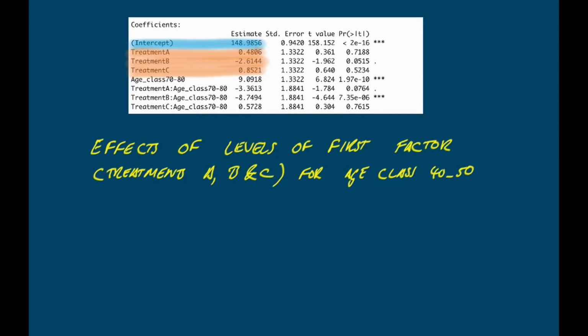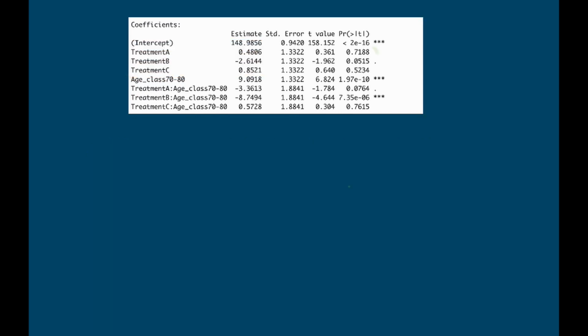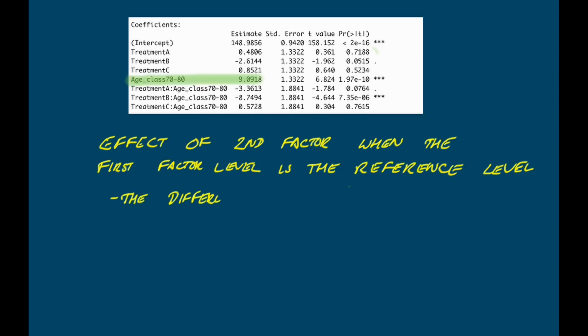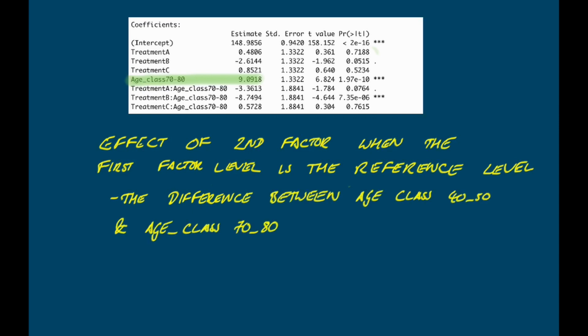So this is giving us the contrasts between treatments A, B and C and our control treatment for age class 40 to 50. The next line, age class 70 to 80, tells us the effect of moving from the first age class 40 to 50 to the second age class 70 to 80, but only when the treatment level is the reference level. So that value there, 9.09, is the difference between the 70 to 80 age class and the 40 to 50 age class when given the placebo control treatment.